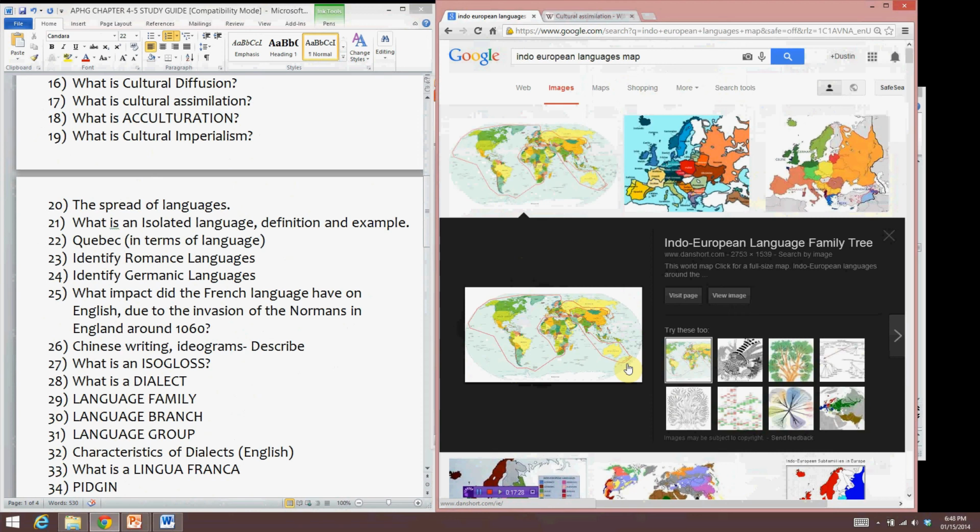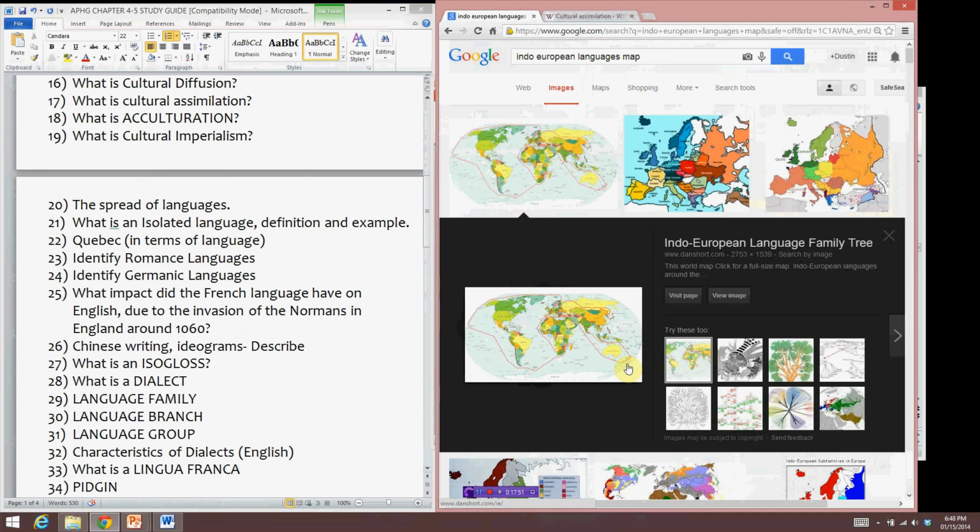Okay? What is an isolated language? I wanted you to give me a definition and an example of that. And so the best example that we talked about is the Basque language, Euskera. What an isolated language is, basically, is a language that exists right there among other languages, but is not in any way related to them.